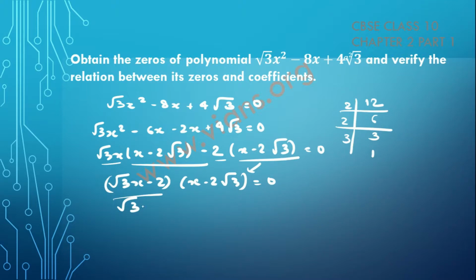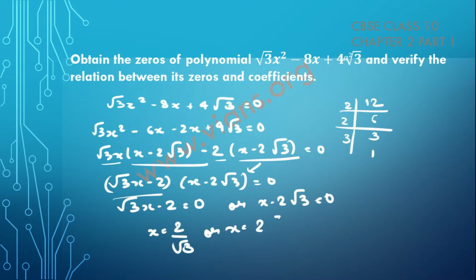This can be written as root 3x minus 2 is equal to 0, or x minus 2 root 3 is equal to 0. So x is equal to, take the 2 over there and divide that by root 3, so that's going to be 2 by root 3, or x is equal to 2 root 3. Alright, so now it comes the chances to verify. So these are going to be the zeros of the polynomial.